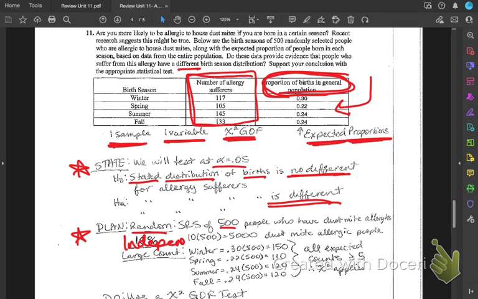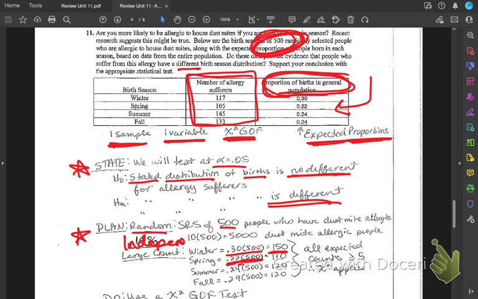Large counts, all right, this is where we need to check our expected counts. So if we tested 500 people and 30% of the general population is born in winter, then we should expect 150 to suffer from this allergy. If 22% of the population is born in the spring, then we should have 110 of these dust mite sufferers born in the spring.